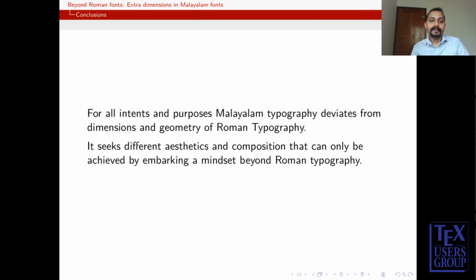But for all intents and purposes, Malayalam typography, especially the traditional orthography, has to deviate from the Latin font metrics because it needs different aesthetics and different composition. This can only be achieved if the font designers look beyond the current norms of Latin typography and font metrics.